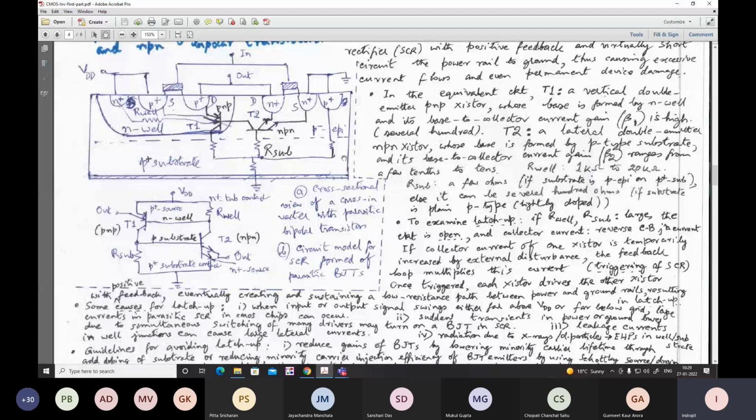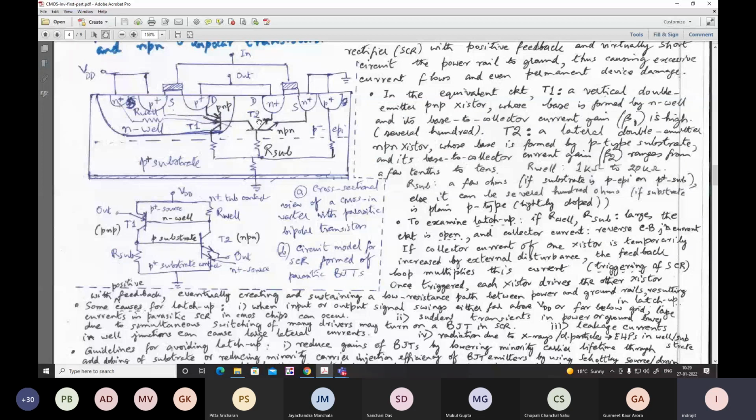The NWL, the lightly doped N-well, can offer a quite high resistance, say 1 kilo ohm to 20 kilo ohm. On the other hand, the substrate resistance, if we have only a lightly doped P minus substrate, that means 10 to the power 15, will have a sufficiently high resistance value, say maybe hundreds of ohms.